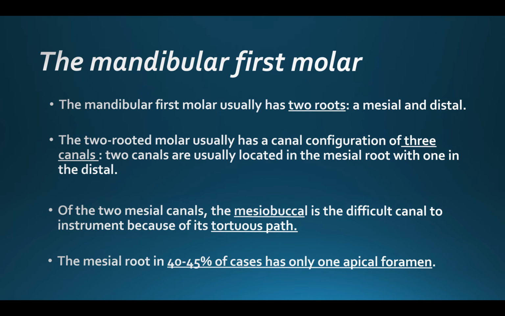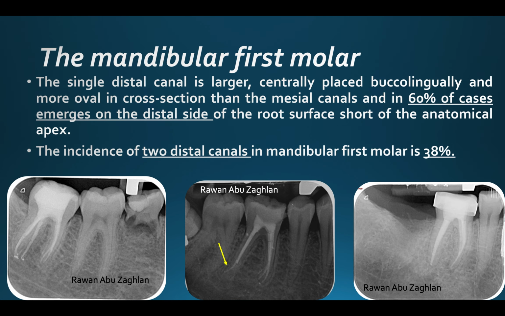When only 1 distal canal is present, it is usually centered in the distal root, and it is usually oval in shape and large. It emerges on the distal side of the root surface, short of the anatomic apex. So it's not coincident with the anatomic apex of the root. It exits from the distal side of the root.